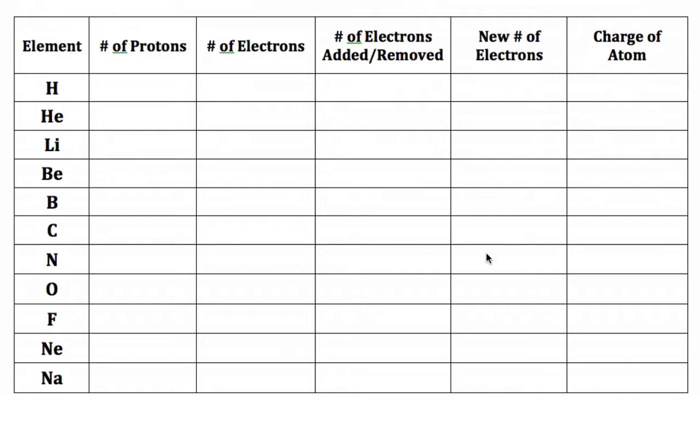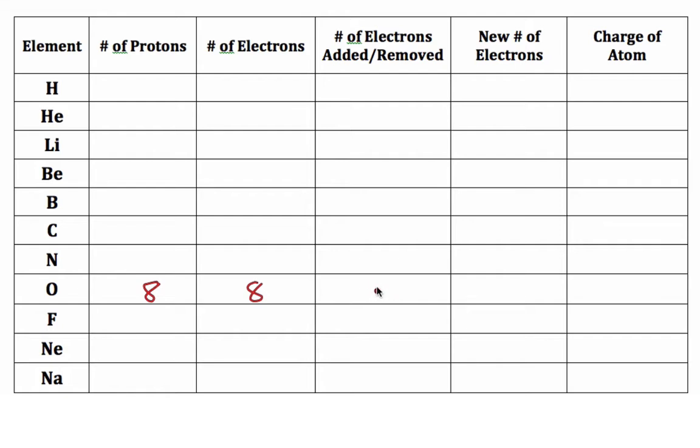How about oxygen? If we look on the periodic table, oxygen has an atomic number of 8, which means that it has 8 protons and 8 electrons. It needs a total of 8 electrons in the outer shell. It currently only has 6 electrons in the outer shell. And so again, you can determine that by looking on period 2 and counting over. It's in the 6th spot.